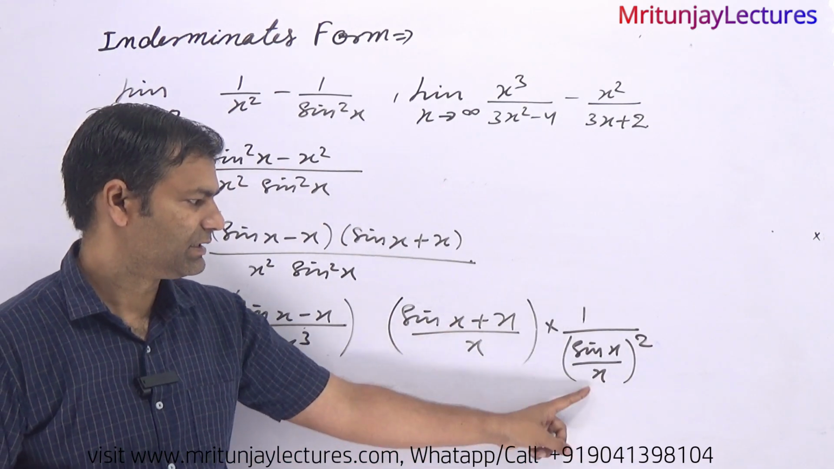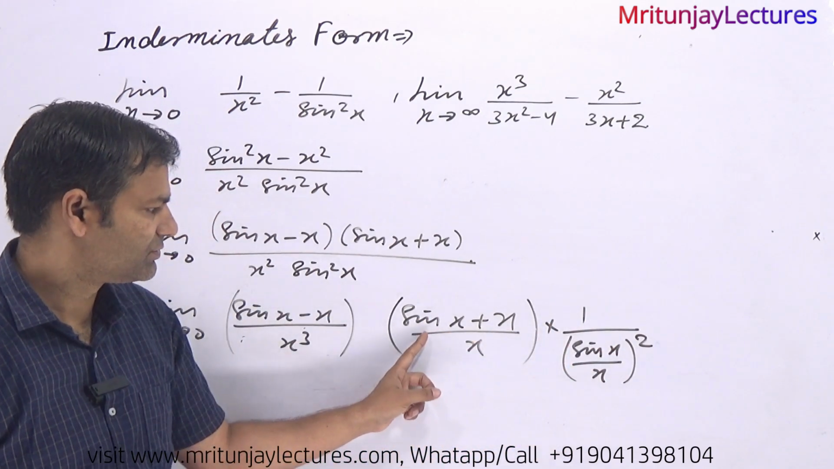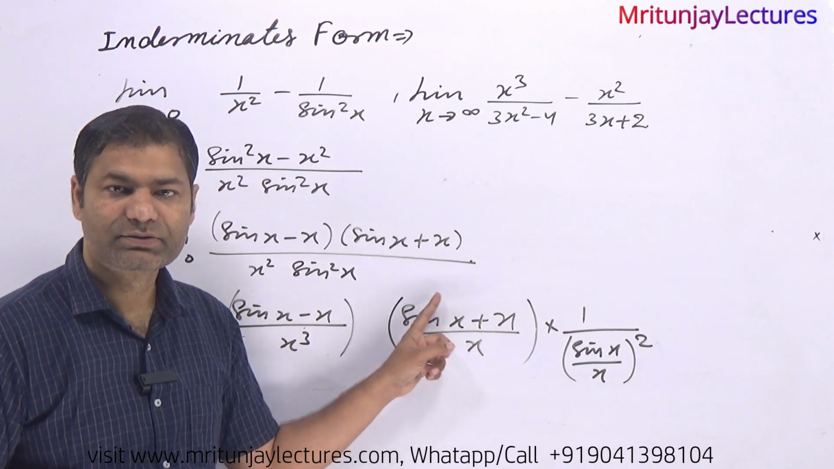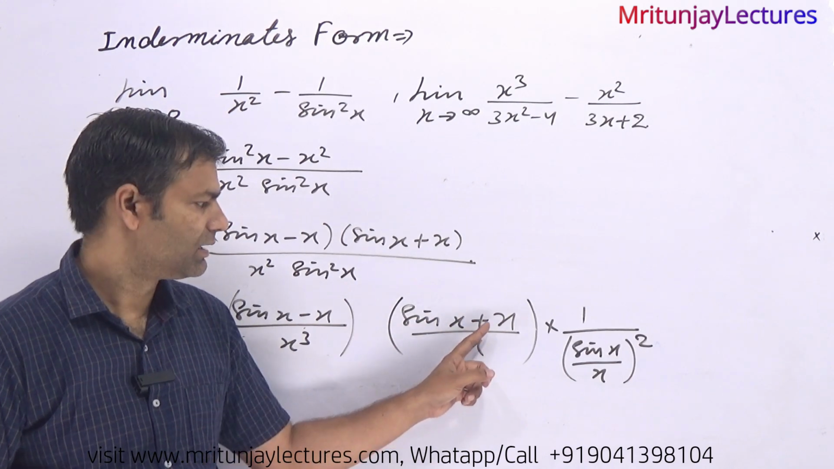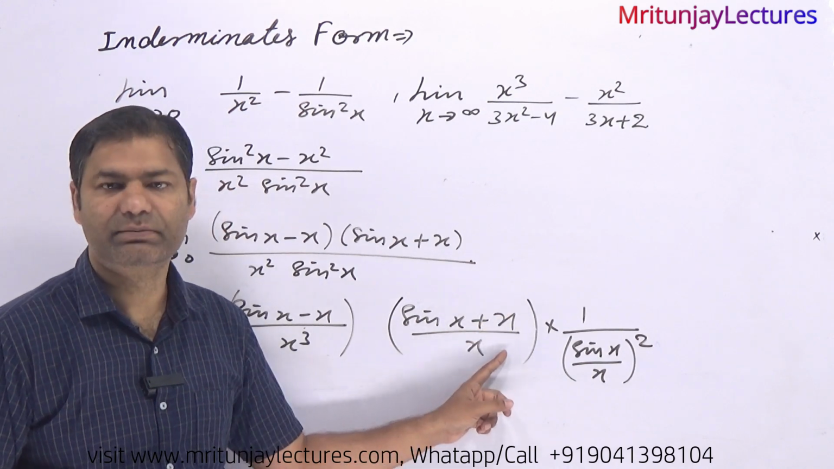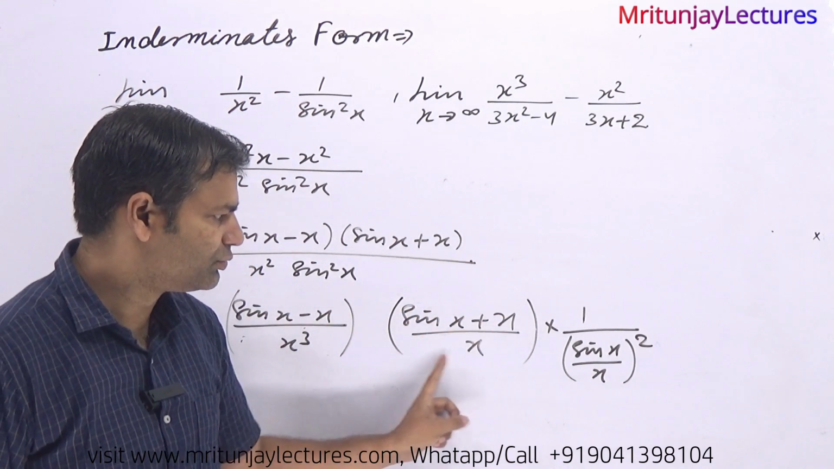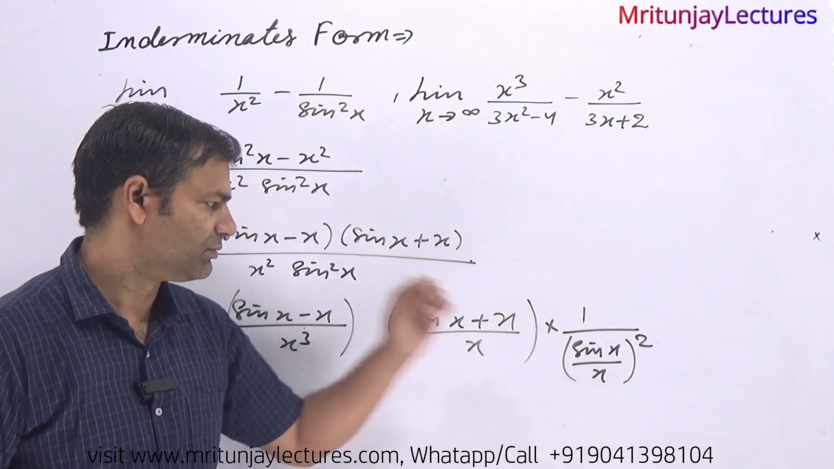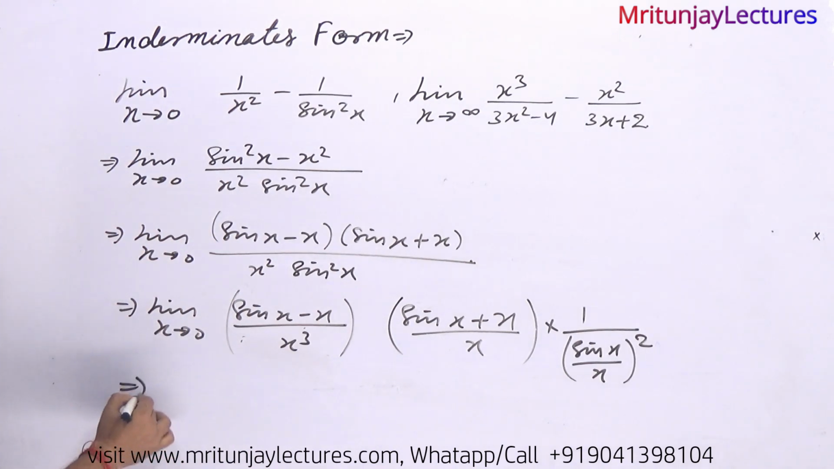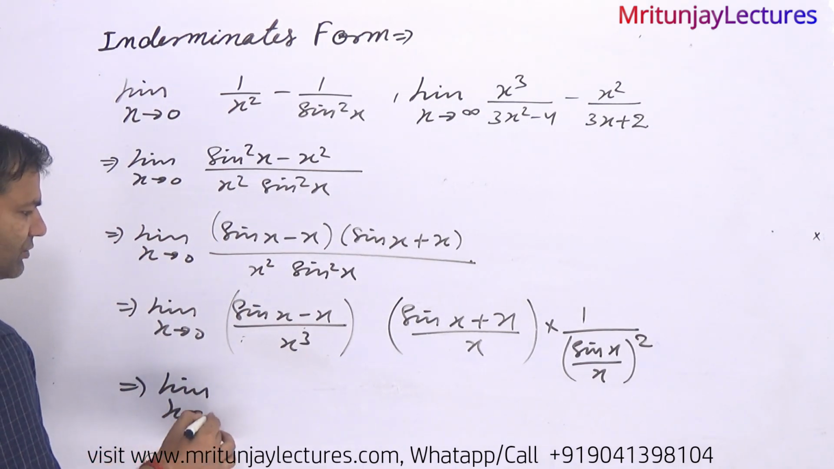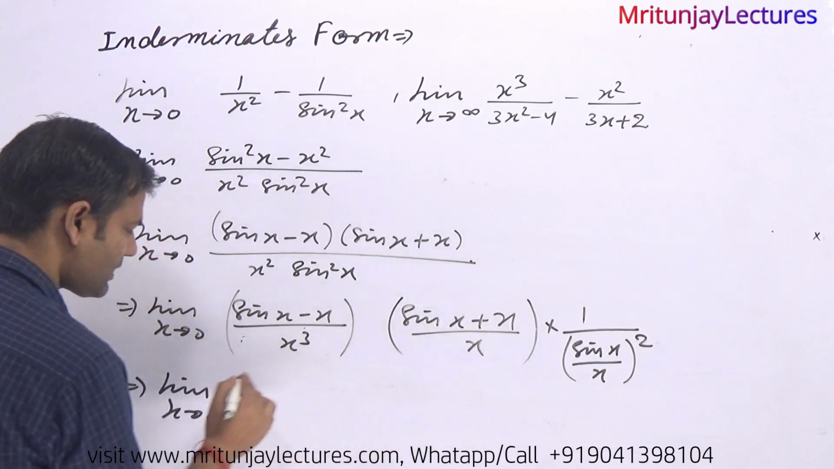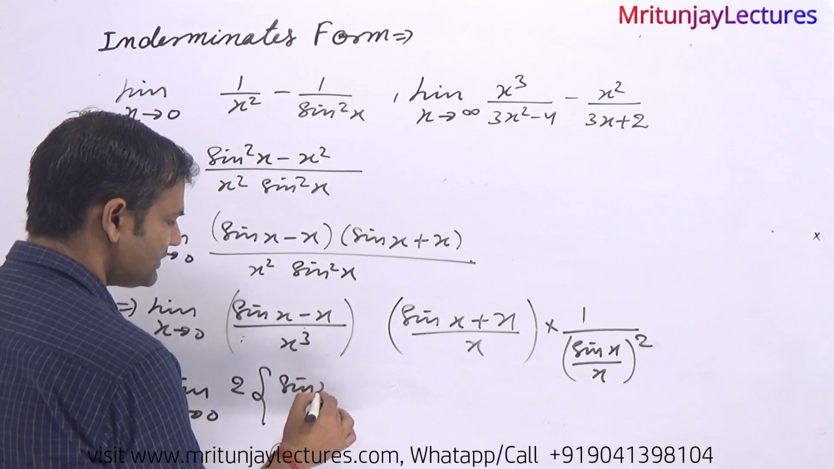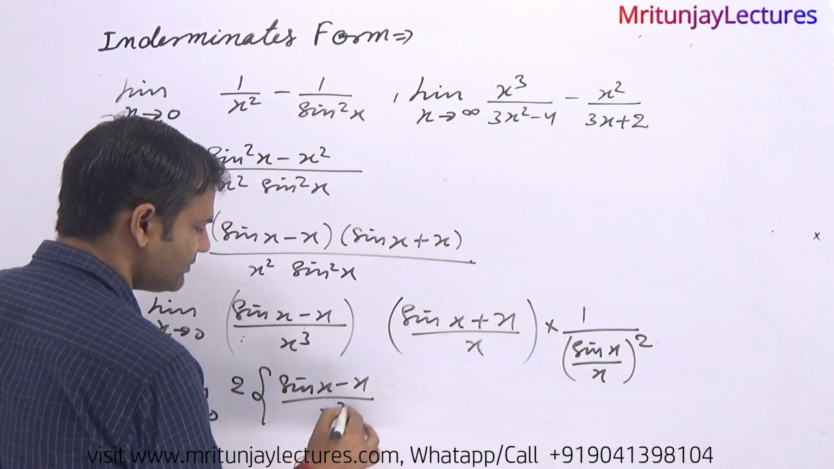As x tends to 0, that is 1. You can say that sin x by x tends to 1, and plus x by x, that is 1. So that is 2 and that is 1. So we got the limit as x tends to 0 of 2 into sin x minus x divided by x cube.